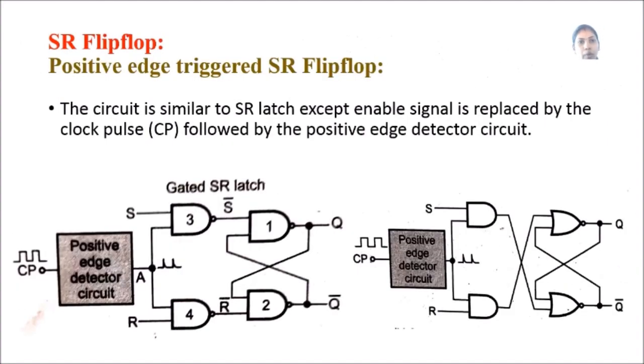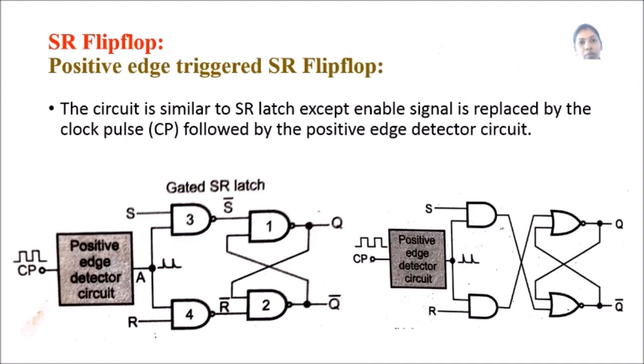Depending upon these triggering and input-output values, the flip-flops are classified into 4 basic types, that is SR flip-flop, D flip-flop, T flip-flop and JK flip-flop. The first one is the SR flip-flop.